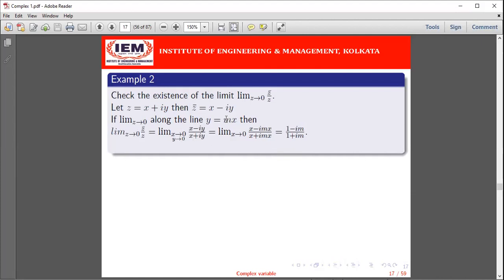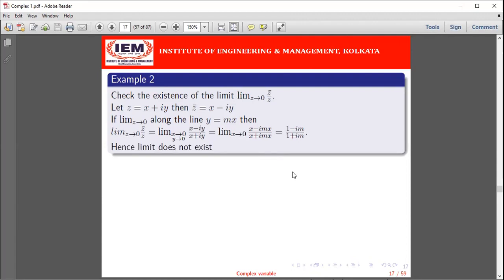Now, if I take a different path, if I take m equals 1, the path will be y equals x, and the limiting value will be (1 minus i) by (1 plus i). If we take m equals 2, the limiting value will be (1 minus 2i) by (1 plus 2i). So if I change the path, that means if I change the value of m, the limiting value changes. So the limiting value is not independent of path. That's why we can say that the limit doesn't exist.